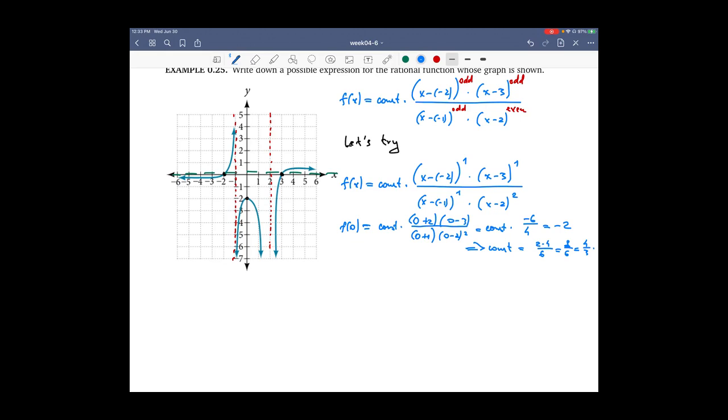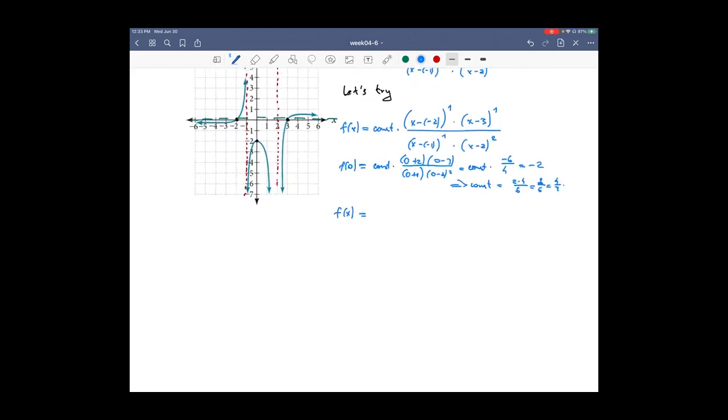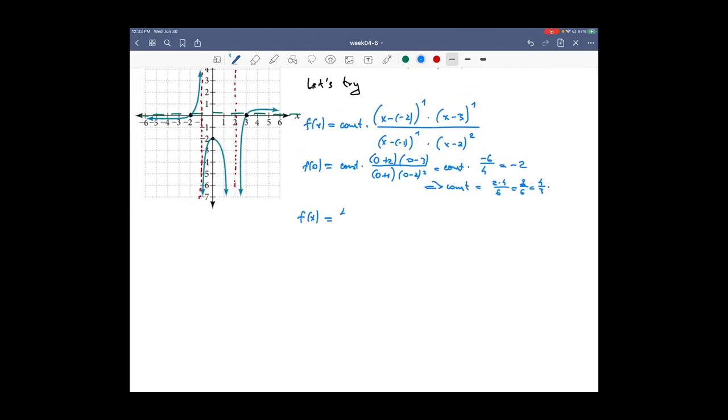So it looks like we can try our function. We can try to write the answer in the form 4/3 times x plus 2 over x minus 3 over x plus 1 times x minus 2 squared.